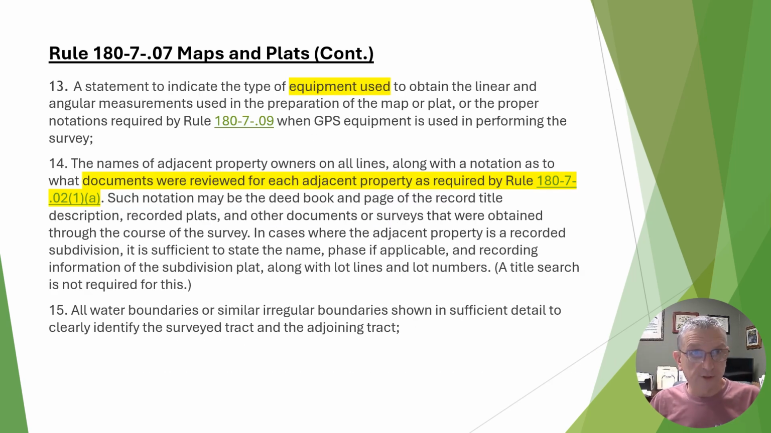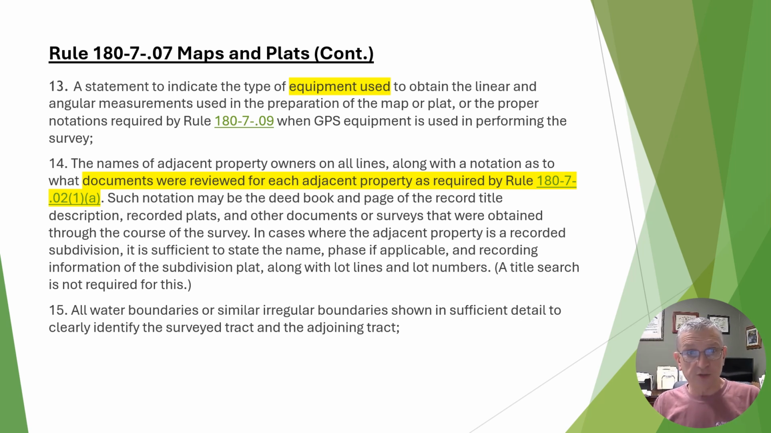Number 13, we have to include the type of equipment used. Number 14 is very important. Remember the research rule, the very first rule, 180-7-.01. Something else that has to go on the plat, the names of adjacent property owners on all lines. That includes railroads and highways, county roads, city streets, along with a notation as to what documents were reviewed for each adjacent property as required by Rule 180-7-.02. I said .01, must be .02.